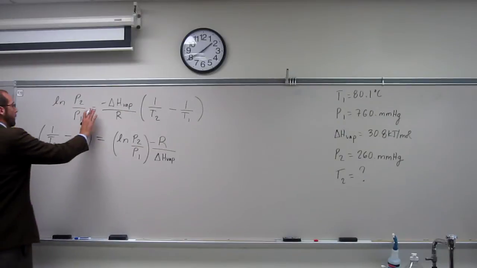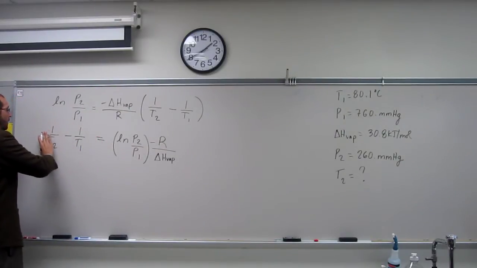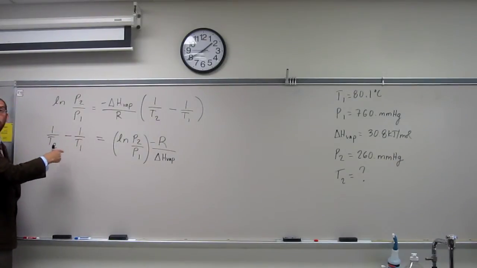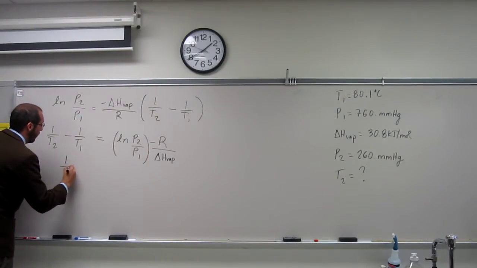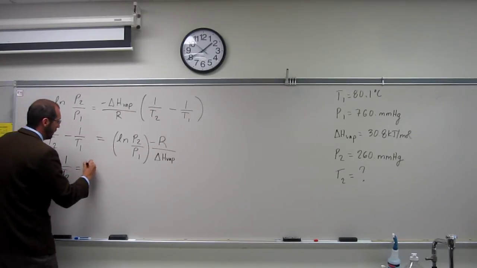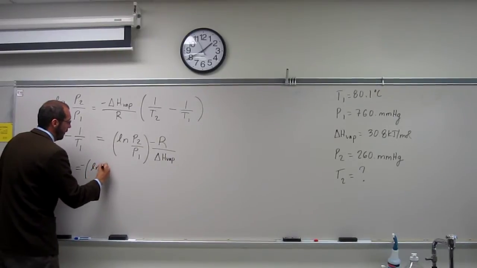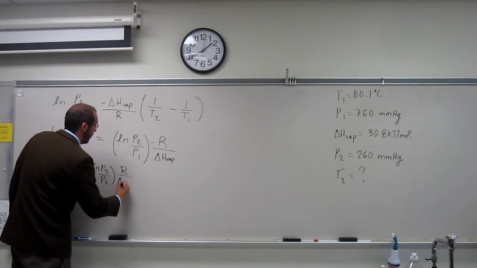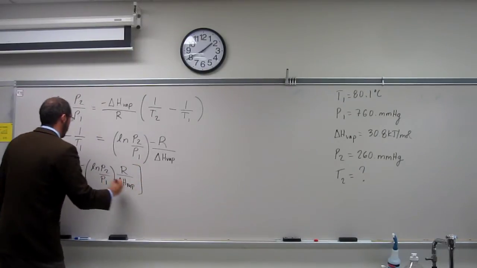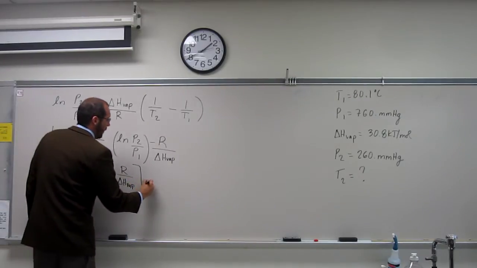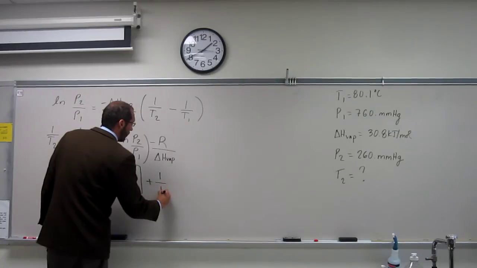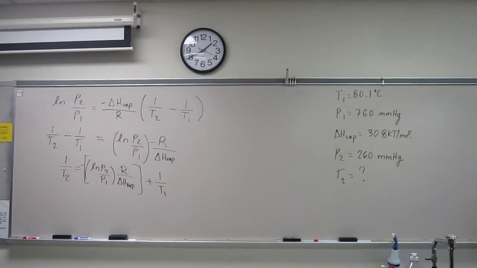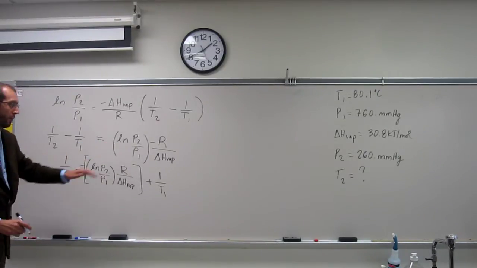And then if you really wanted to, we could say, well, add 1 over T1 to everything. So we get 1 over T2 equals, we'll say negative ln P2 over P1 times R divided by delta H vap. Right, and we're adding, so add that to 1 over T1. Let's solve for that. Is everybody okay with that? So I'm going to erase the top two.